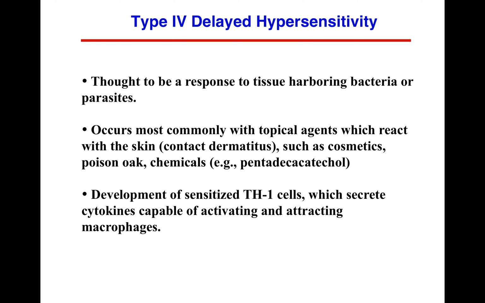Now, for type 4, delayed type 4. All the other ones that we talked about, 1, 2, and 3, were called immediate hypersensitivity reactions. Type 4 are delayed hypersensitivity reactions, and these are thought to be a response to tissue harboring bacteria or parasites. It occurs most commonly with topical agents which react with the skin. It's called contact dermatitis, such as cosmetics, poison oak, chemicals, can be lotions, for example.